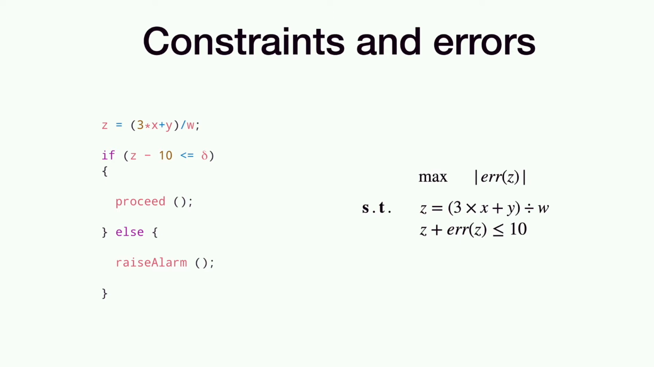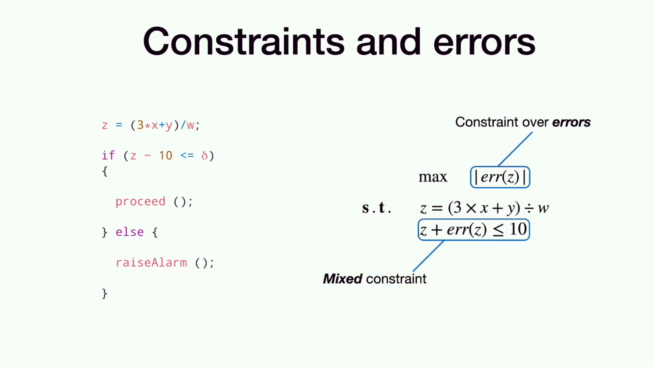On the first line, you have the objective function that will maximize the absolute value of the error of z. This is a constraint over errors, as it manipulates the domain of errors of a variable. Similarly, on the last line, you have a mixed constraint, as it involves both the domain of values and the domain of errors of a variable. This constraint states that the value of z over reals needs to be less than or equal to 10. This is how we model our optimization problem. So now let's see how we go about solving it.